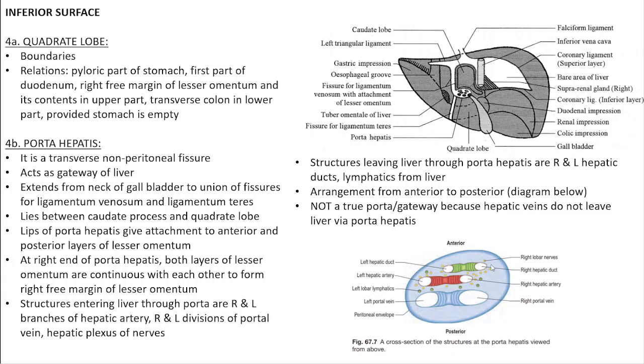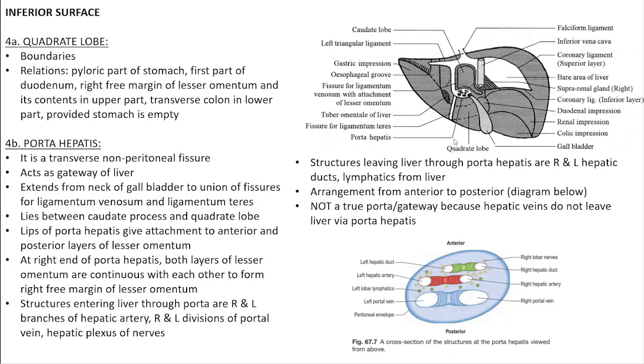So whether you are asked the contents of the right free border of the lesser omentum, you will say the common hepatic duct, the proper hepatic artery, the portal vein, lymphatic vessels of the liver, and the hepatic plexus of nerves. And if you are asked what structures enter or leave the liver through the porta hepatis, then you will say left and right hepatic ducts, left and right hepatic arteries, left and right portal veins, deep lymphatic vessels of the liver, and the hepatic plexus of nerves. Right.